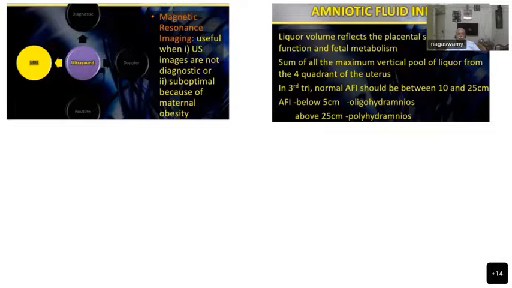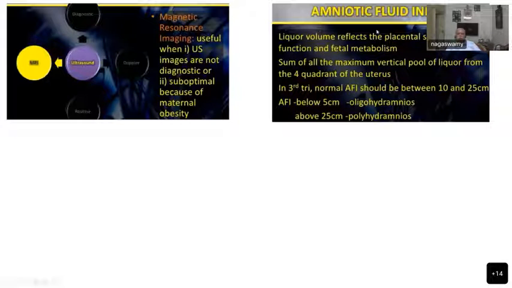Now, if ultrasound is not very contributory, then you go for an MRI, which can tell you about things which cannot be diagnosed with the ultrasound, especially in obese women, where ultrasound may not be a good tool to find out the defects. So there you go for MRI scanning.